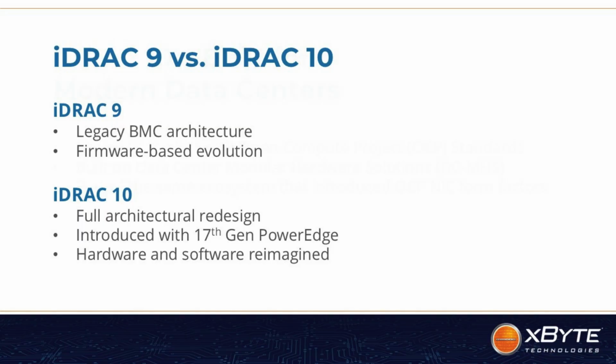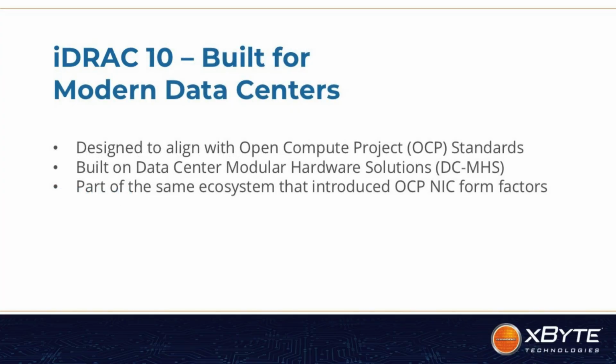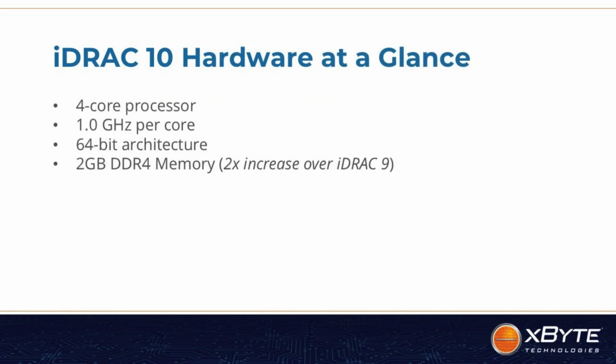What this means is the hardware and software principles which brought about the iDRAC 10 conform with the core principles of the Open Compute Project Data Center Modular Hardware Solutions, or DCMHS. The Open Compute Project, or OCP, is the same group which designed the OCP NIC form factor you may be already familiar with. From a hardware perspective, the iDRAC 10 features 4 cores, each operating at 1 GHz, on a 64-bit architecture. The memory capacity has also been doubled, now offering 2 GB of DDR4 RAM.